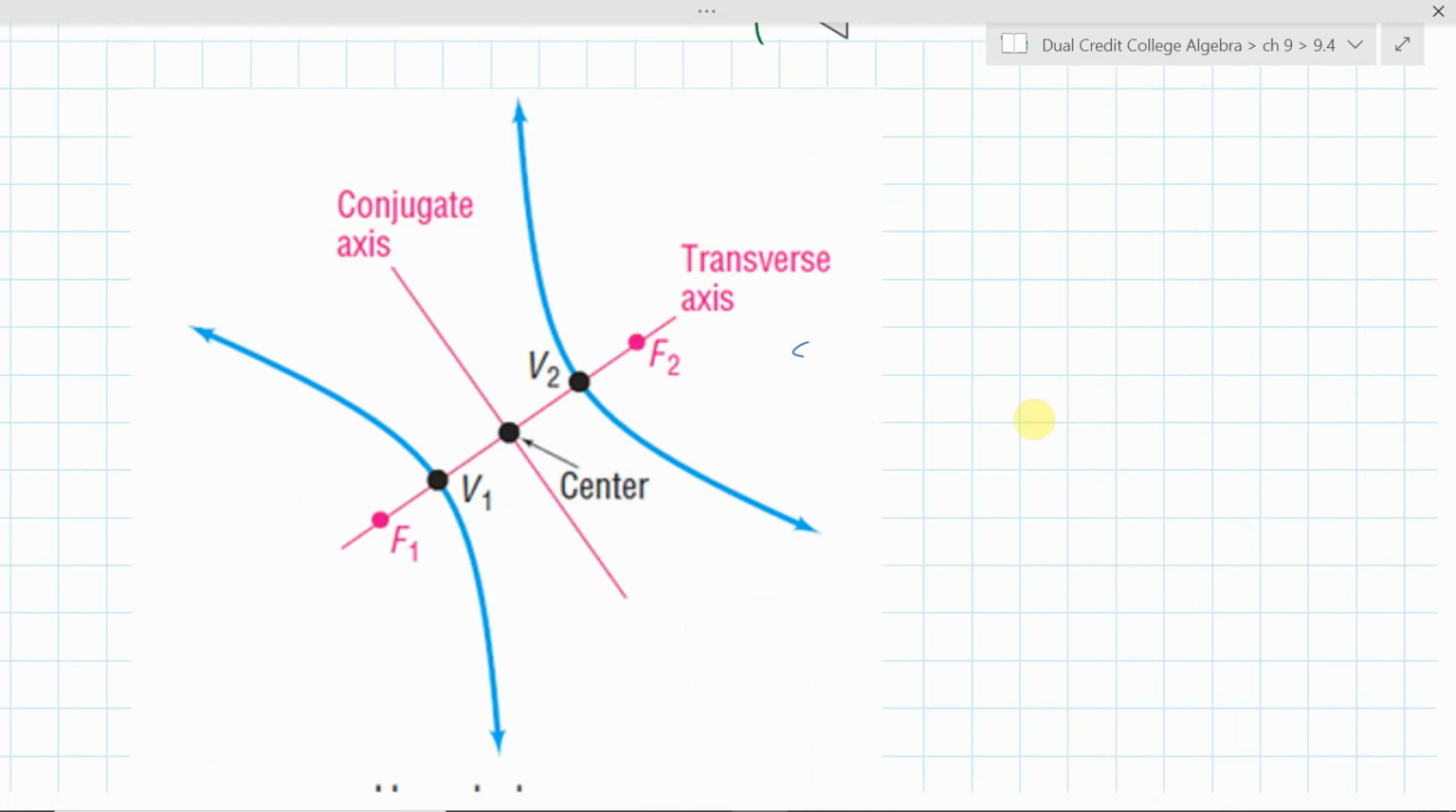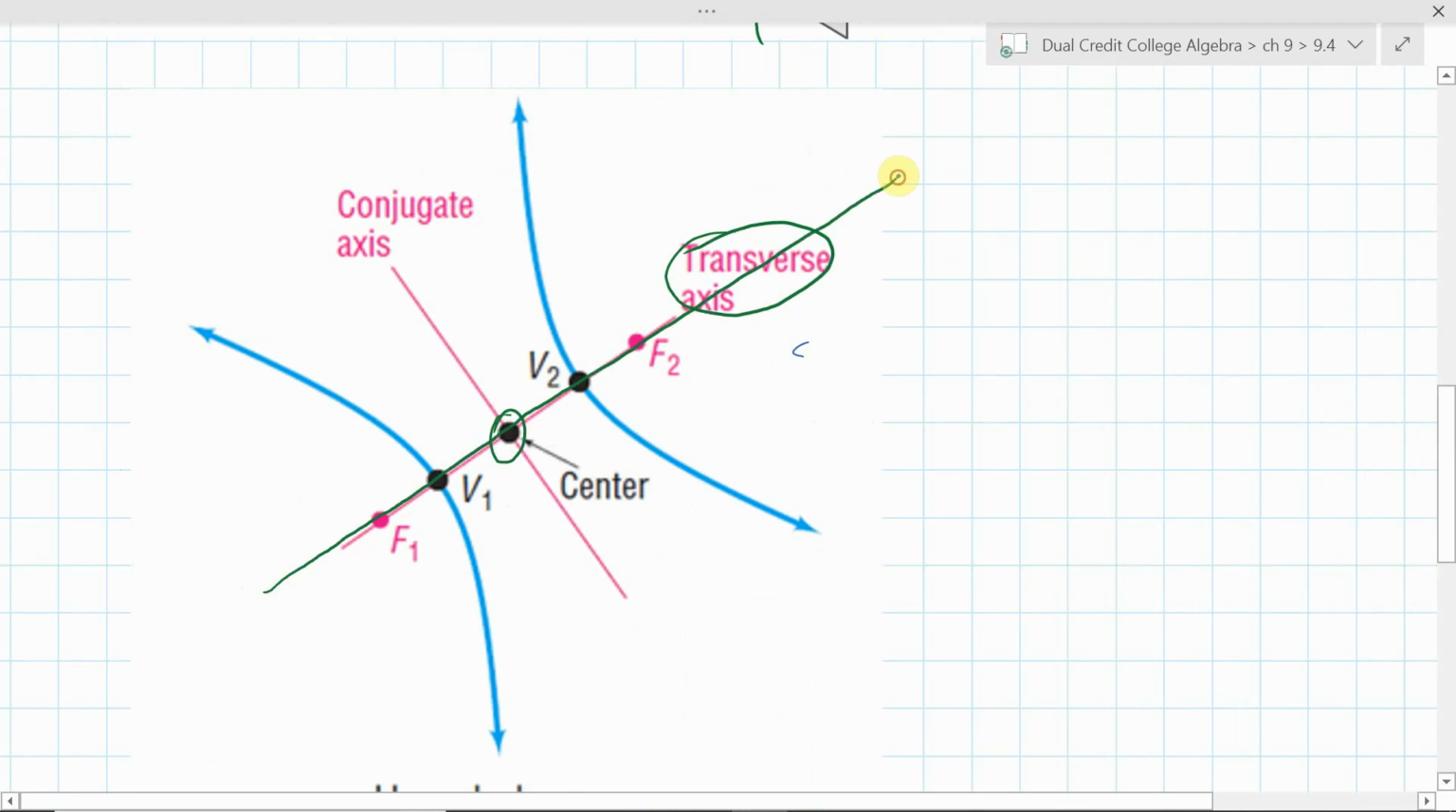So we have a center, and then we have something we're going to call a transverse axis. So the transverse axis is the line that goes through the foci. But that line also goes through the vertices. So the vertices and the foci are all on the transverse axis. Okay? There is this conjugate axis. And just like the ellipse, there is a point that is B, so that was the label we used before, away on the transverse axis.